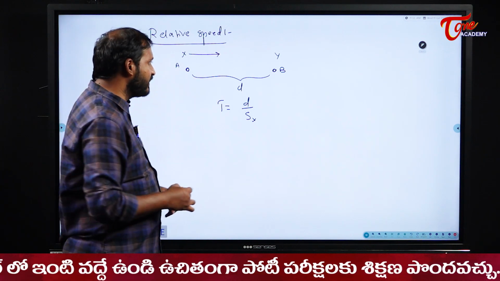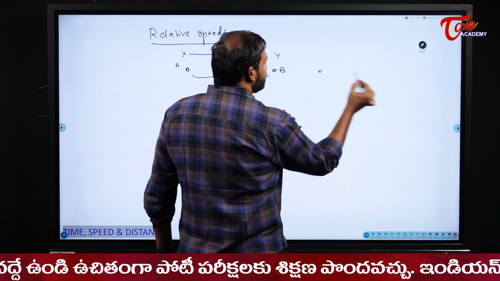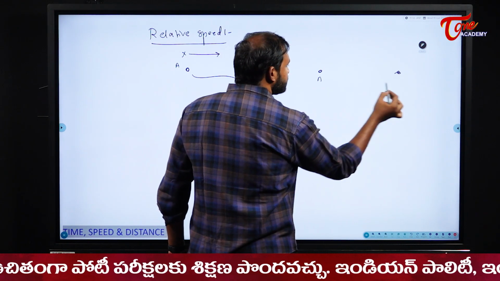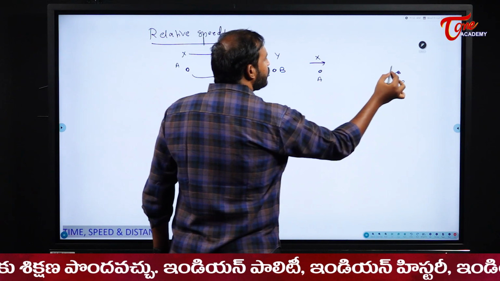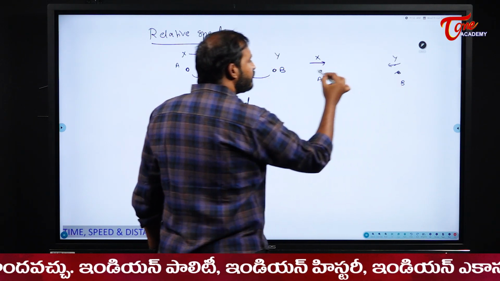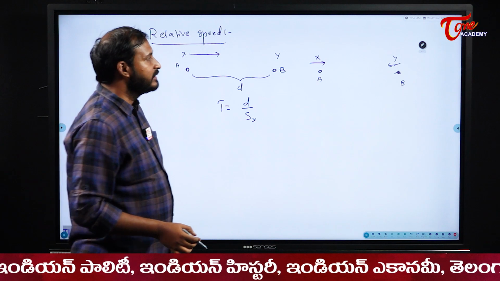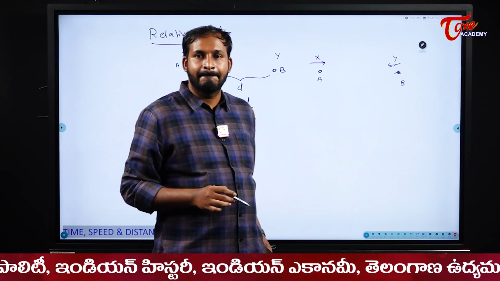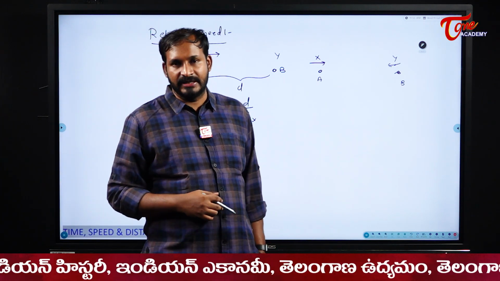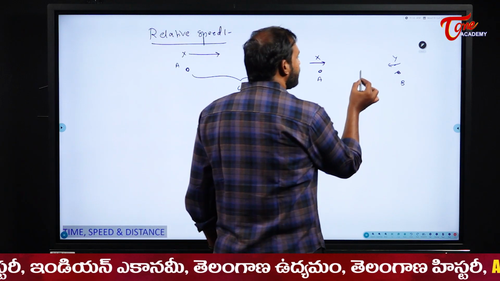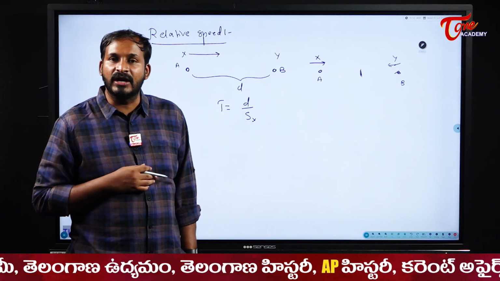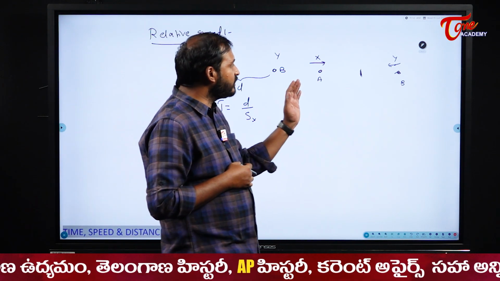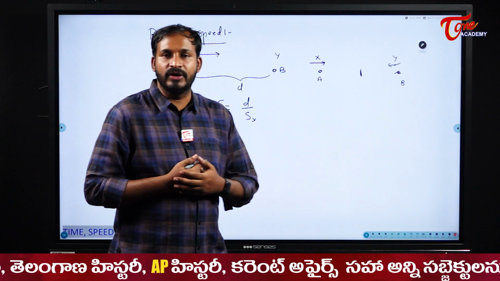Similarly, if the distance between 2 points A and B is D, and both the persons, X started moving towards B and Y started moving towards A, now tell me where they both will meet. They both will meet somewhere in between A and B, right? Why? What is the reason? Because both X as well as Y are moving here.